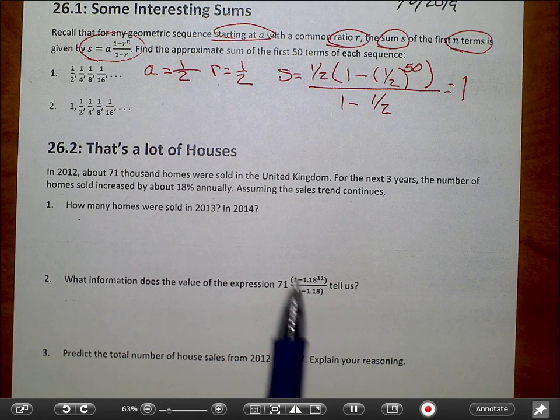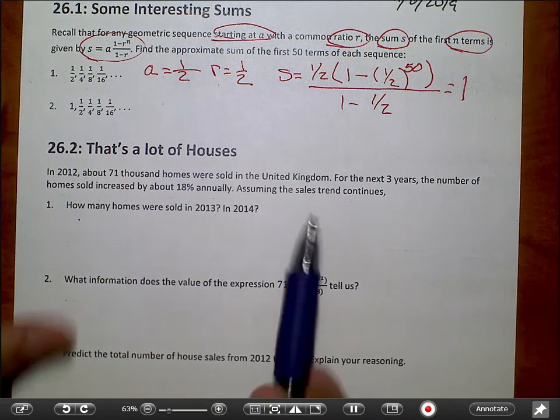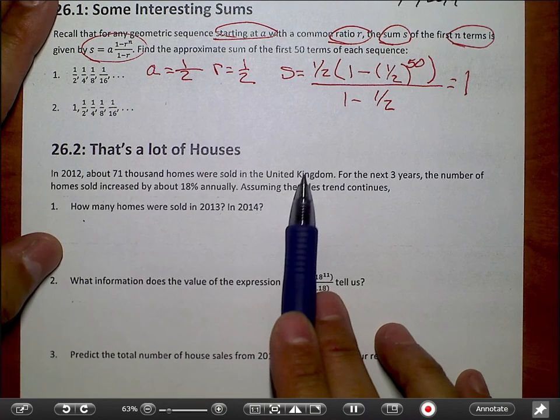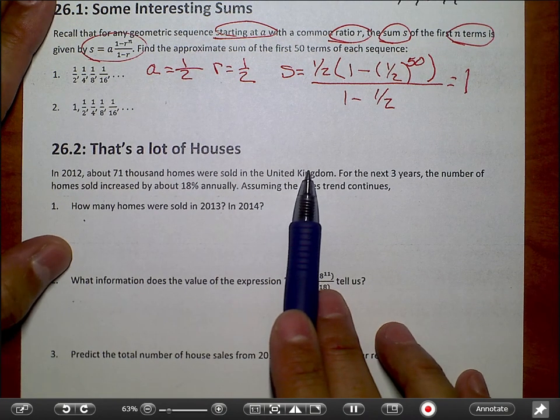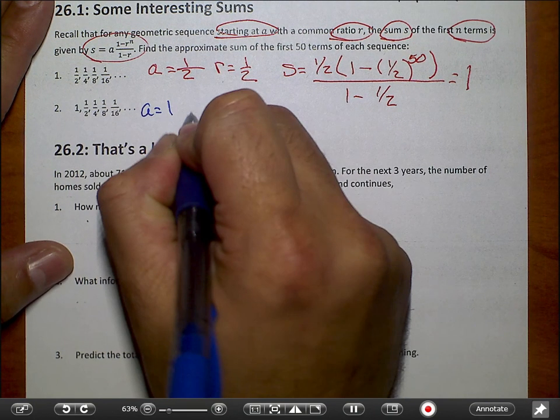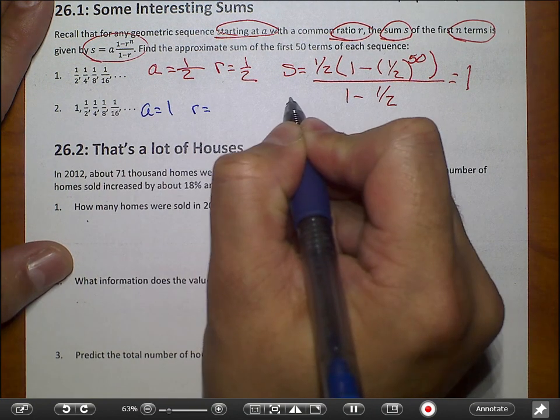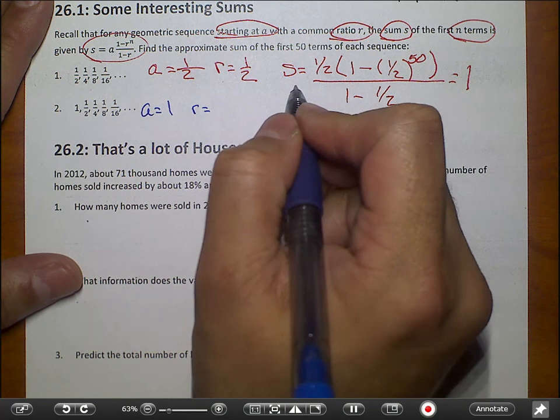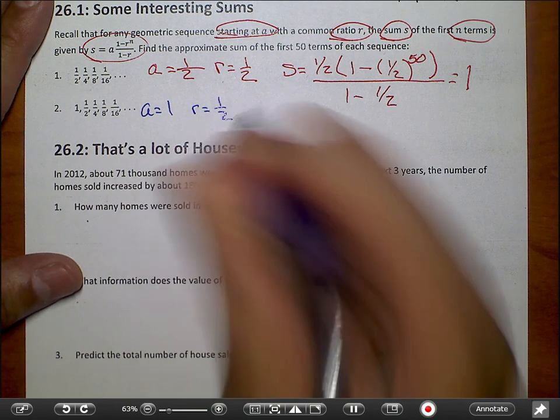Let's look at the second one here, please. We're looking at the second one. So now, the second one, what is the A value? 1. So my initial value is 1. My R value is? 1/2. Give me that. 1/2. Yeah.